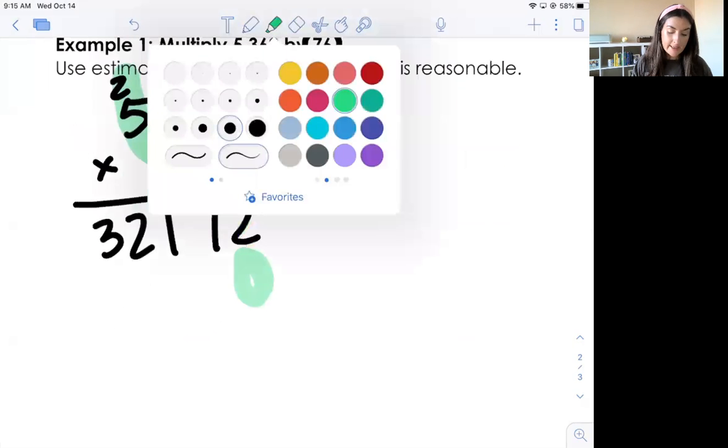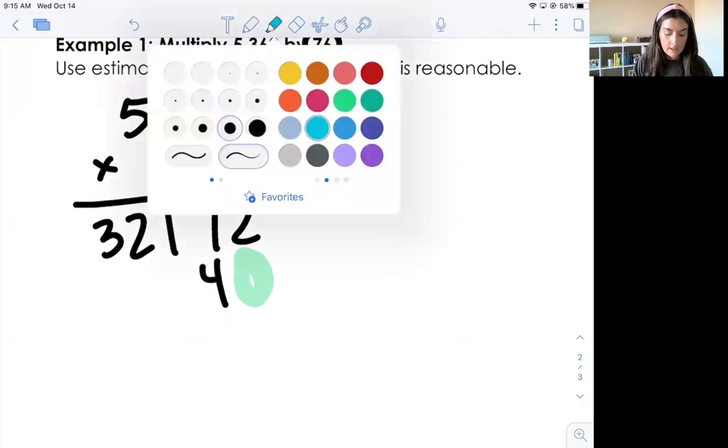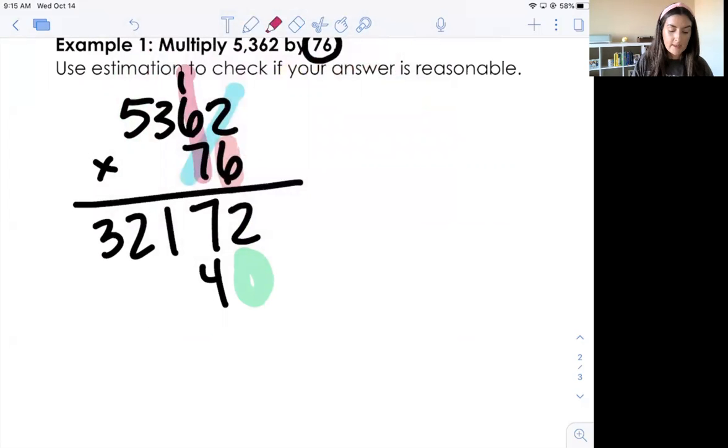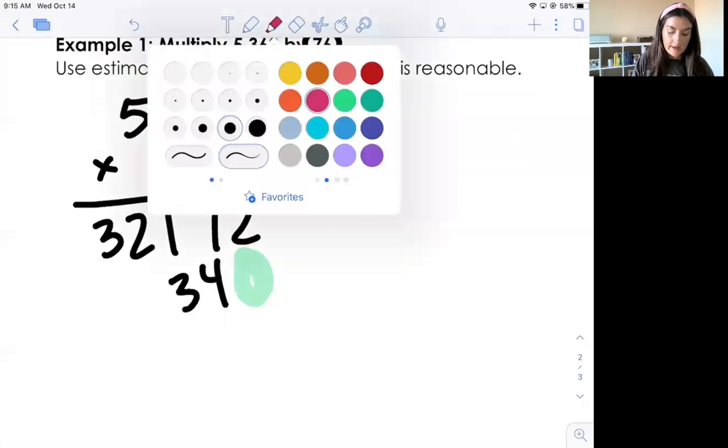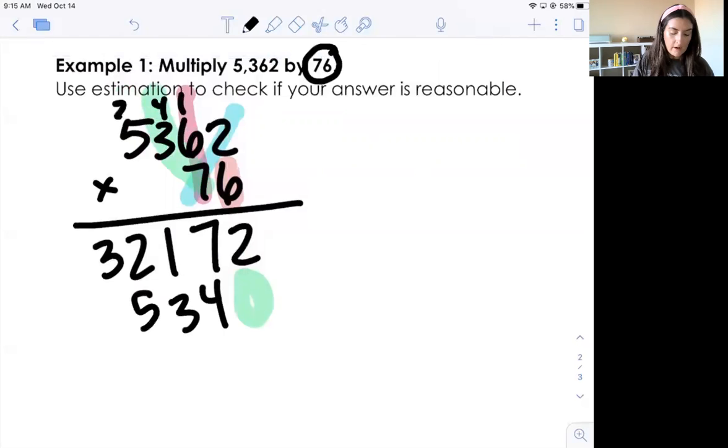And then I'm looking at my tens column with the 7. So 7 times 2 is 14. Since I'm in Notability, I'm actually going to go through and erase what I was carrying beforehand, just so you can more clearly see. So I was right here in this spot now. 7 times 6 is 42 plus 1 is 43. And then 7 times 3 plus 4. 7 times 3 is 21, plus 4 is 25. Carry my 2. And then the last one, 7 times 5 plus 2 is 37.